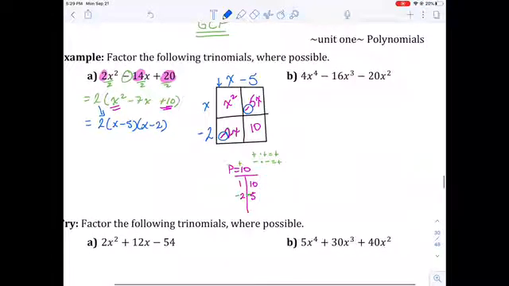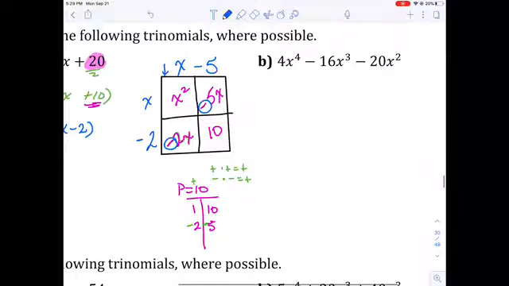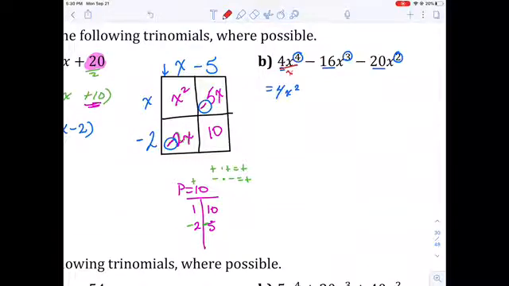Let's try the next one. Greatest common factor. Sometimes our greatest common factor is simply a number, like the prior question where it was a 2. If I look at these, we've got a 4, a 16, and a 20. I know that 4 comes out of all of these. And x to the power of 4, x to the power of 3, x to the power of 2. I can take an x squared out of all of these as well. Right? I can divide out a 4x squared from each of these. Okay?